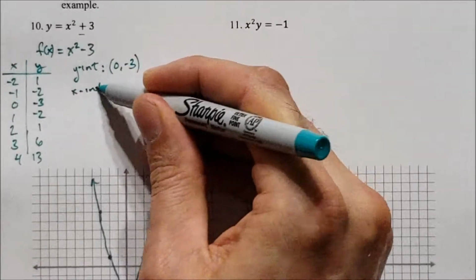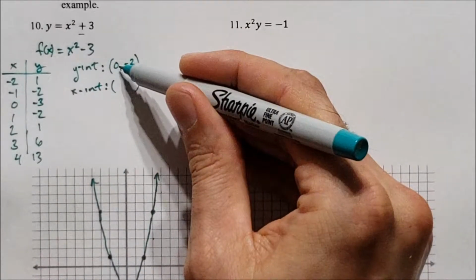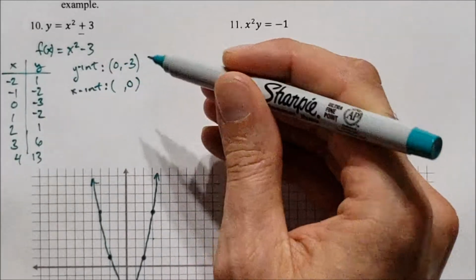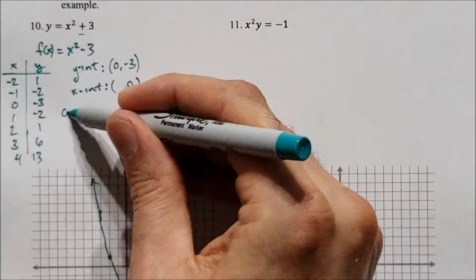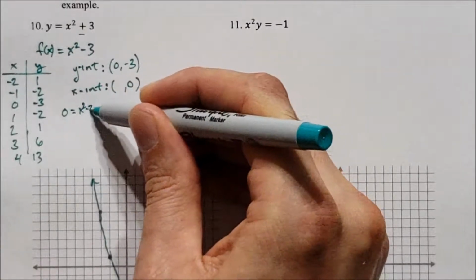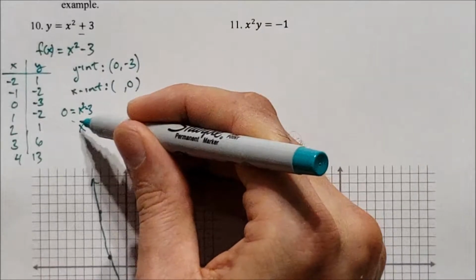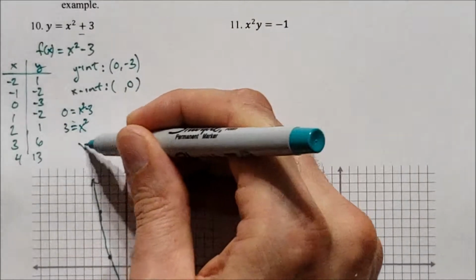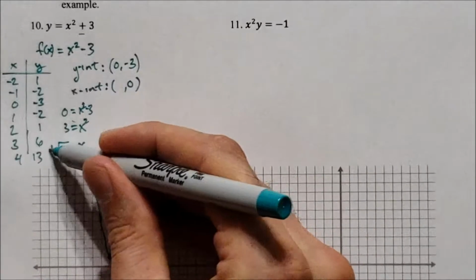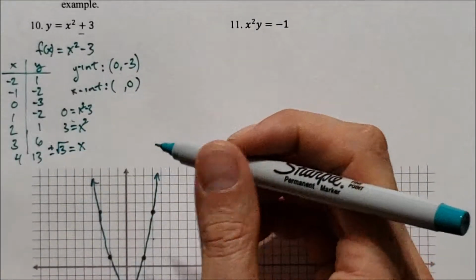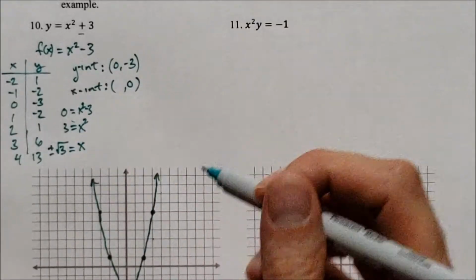X-intercept. Here we set, like we did here, we set x equal to 0. We're going to set y equal to 0. So when we set y equal to 0, we can rewrite this as 0 equals x squared minus 3, add 3 to both sides, and then take the square root. So we're going to have x squared equals 3, x equals the square root of 3. But when we take the square root of that, we need to consider both positive and negative choices, because two negatives multiplied together do make a positive.